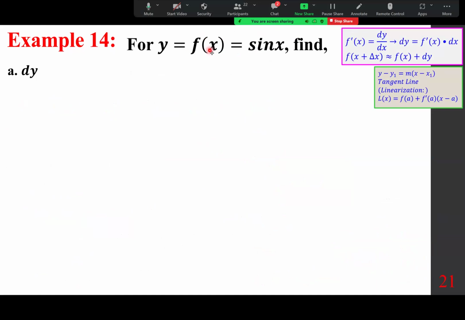For y equals f of x equals sine x, find dy. So the moment you hear that, ignore that. Find f prime, dy dx, and you know the derivative is cosine. So dy is the same thing times dx.